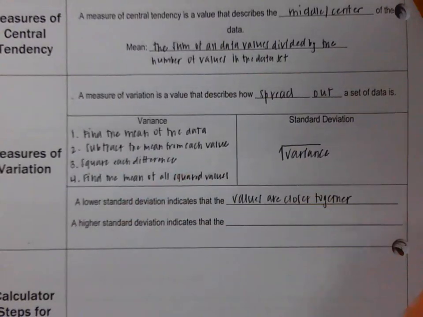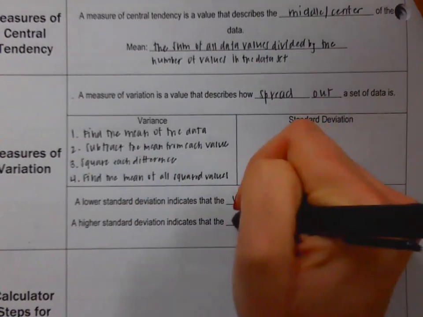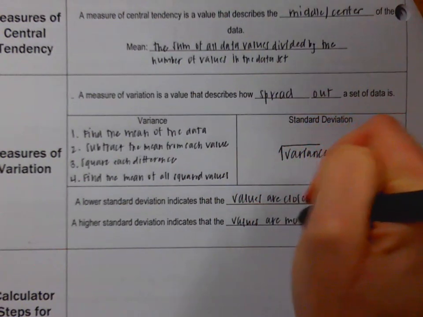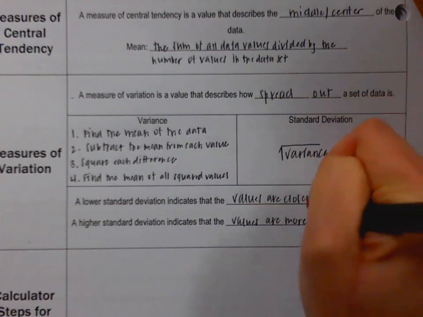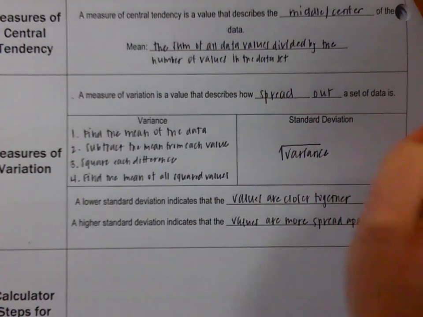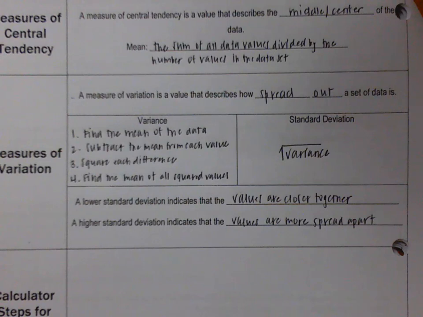And a higher standard deviation indicates that the values are more spread apart. So it doesn't tell me anything about what the actual values are. It doesn't tell me anything about the numbers. It just tells me how close together they are or how far apart they are.